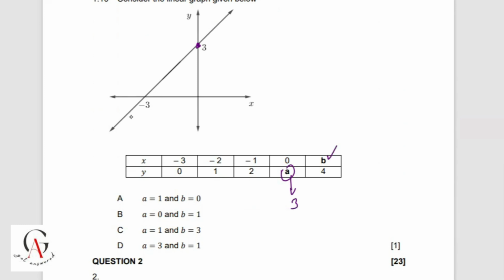And then which number gives us a 4? It has to be a 1. Okay, because this pattern is increasing by just 1. So the correct option is going to be option D. All right, so this is more like a pattern.